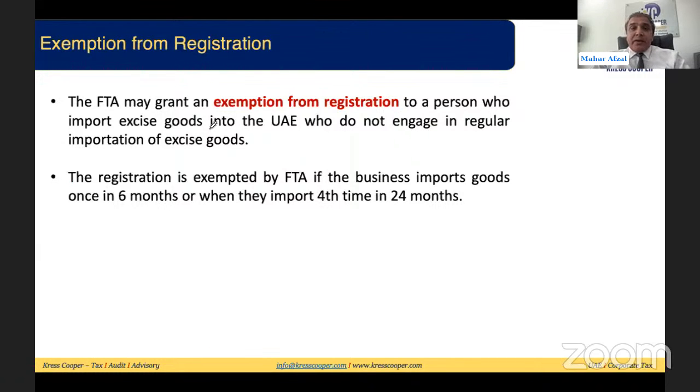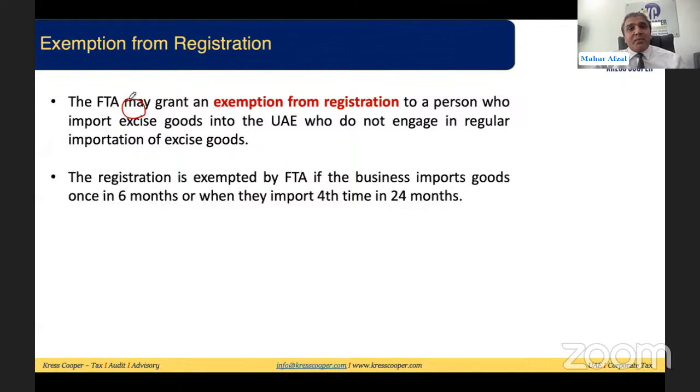Exemption for registration. As I did say, an importer, manufacturer, stockpiler, or warehouse keeper of excise goods is liable to register. There is one exception as well. The FTA may grant, and this is not even compulsory, an exemption from registration to a person who imports excise goods not on a regular basis. If you are any of those four parties, you are liable to register without any threshold, but you have the right to take an exemption if you are not a regular importer.